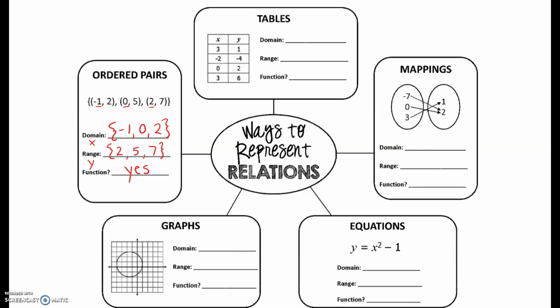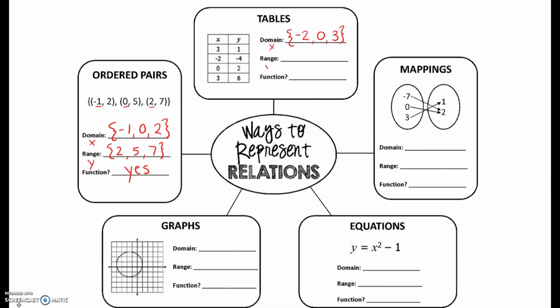For a table, the process is very similar. We are going to list the ordered pairs in order from least to greatest, and we do not want to repeat any of the x values. So again, in this case, our domain should be listed as -2, 0, and 3. You will notice that I did not write the 3 twice, even though it is repeated in the table.